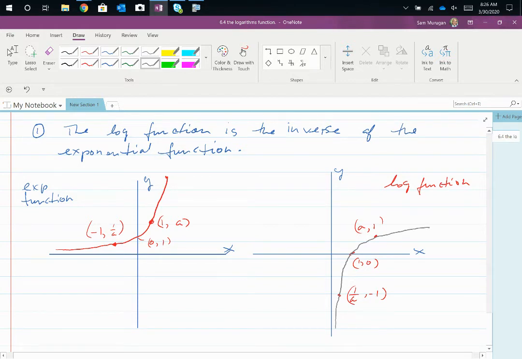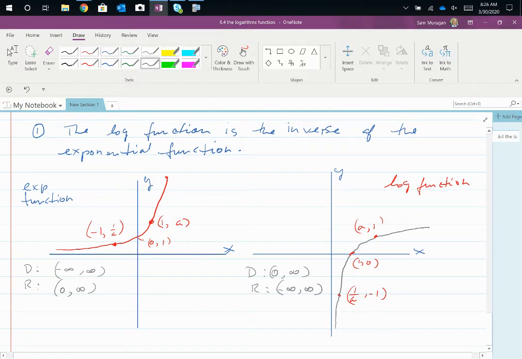Think about domain and range here. Here the domain is negative infinity to positive infinity, and the range, recall, was from 0 to infinity. In the logarithm graph, the domain and range are flipped around. So the domain is 0 to infinity, and the range is negative to positive infinity.